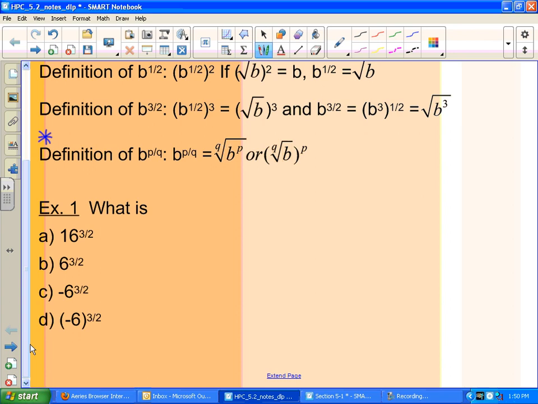So again, keep this in mind. This is what you've got to remember. For any exponent, that's your power number. That's your root number.